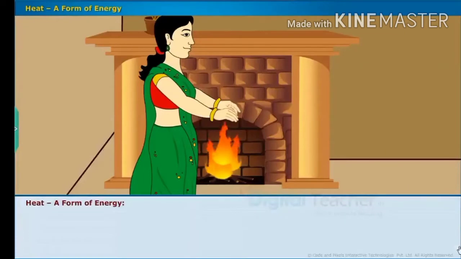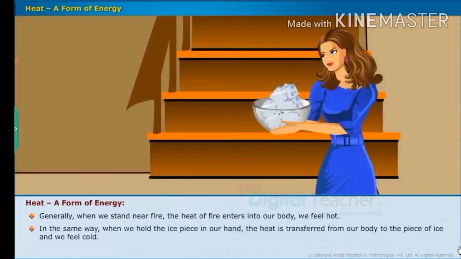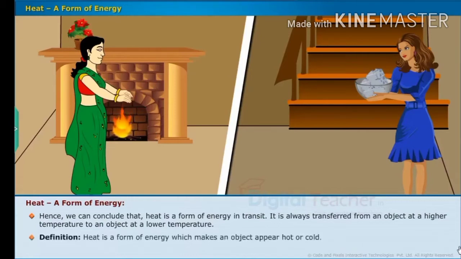Here, we are going to discuss heat. Generally, when we stand near fire, the heat of fire enters into our body, we feel hot. In the same way, when we hold the ice piece in our hand, the heat is transferred from our body to the piece of ice and we feel cold. Hence, we can conclude that heat is a form of energy in transit. It is always transferred from an object at a higher temperature to an object at a lower temperature. Definition: heat is a form of energy which makes an object appear hot or cold.